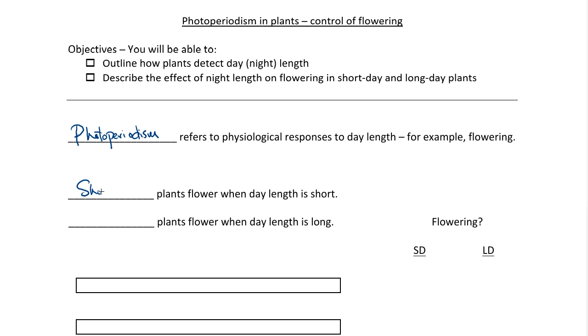Short day plants are plants that flower when the day length is short, whereas long day plants are plants that flower when the day length is long. And there are plants that are neutral that don't care what the length of the day is.